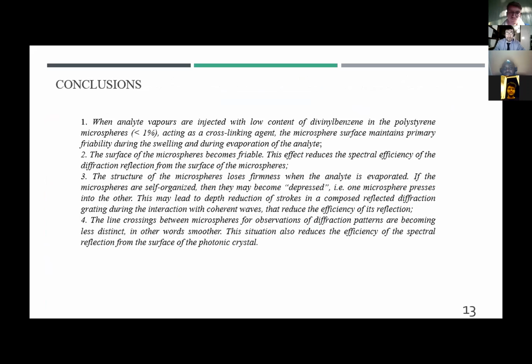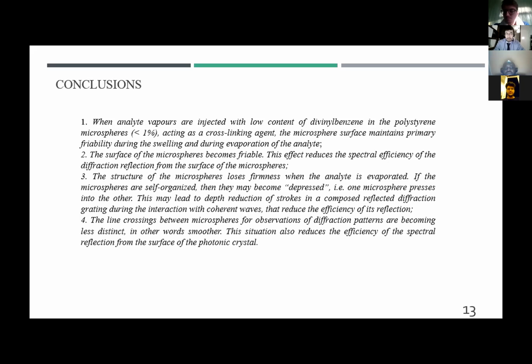So, when analyte vapors are injected with a low quantity of divinyl benzene in the polystyrene microspheres, the microsphere surface creates additional friability during the swelling and during evaporation of the analyte. The surface of the microspheres becomes friable. The effect reduces the spectral efficiency of the diffraction reflection from the surface of the microspheres. The structure of the microspheres loses firmness when the analyte is evaporated.